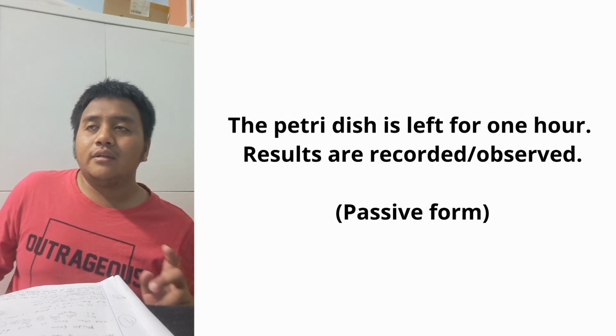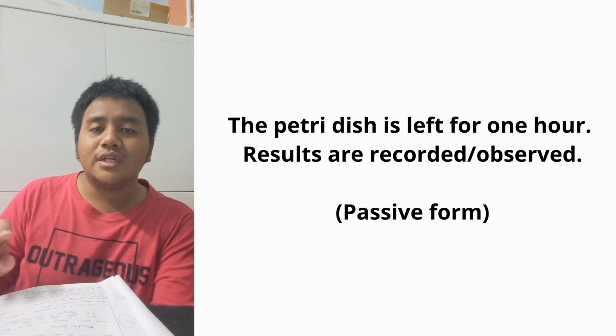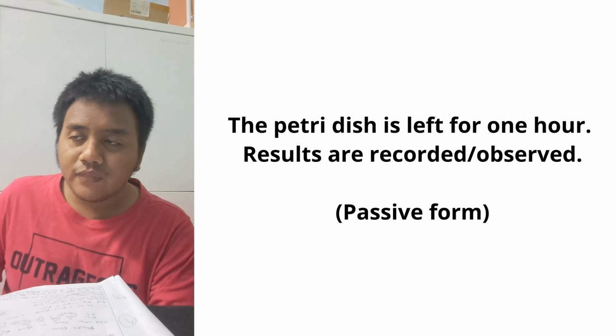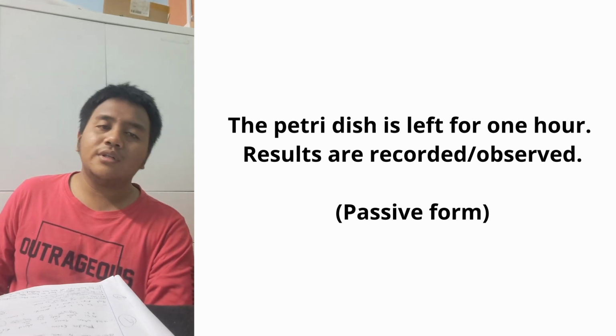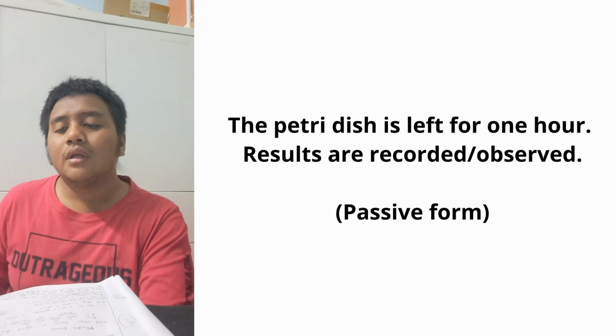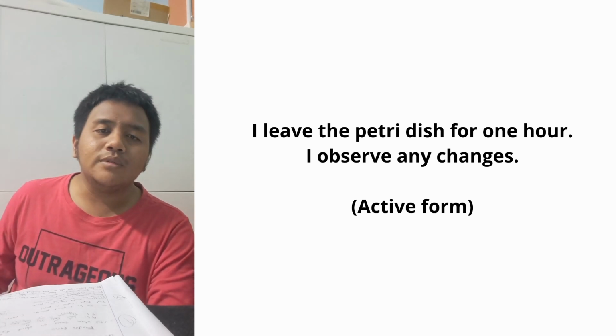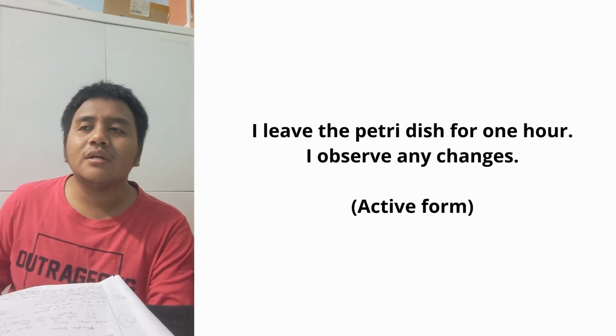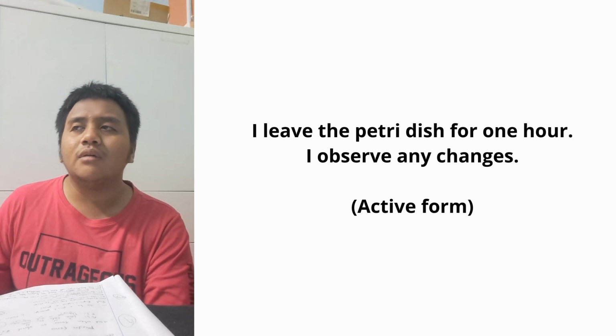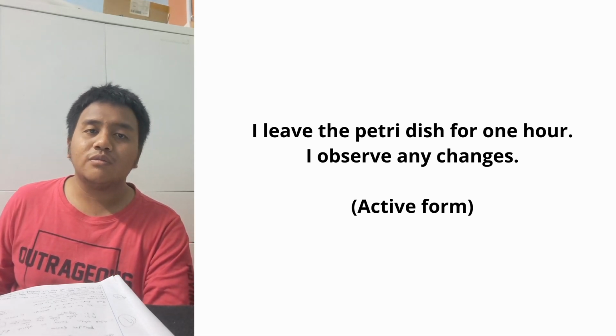So let's just say I leave the petri dish, right, for 1 hour, and then I come back to observe any changes. The way I would write it is, the petri dish is left for 1 hour. After that, results are recorded or observed. So the wrong way to write it in the active sentence would be, I leave the petri dish for 1 hour and then I observe any changes. Okay, that's wrong because it's focusing on me, which is not what the point of an experiment is. It's supposed to be on the object, right?